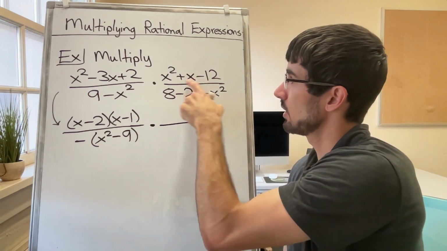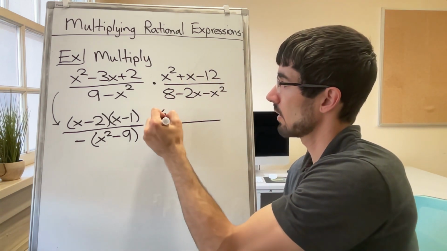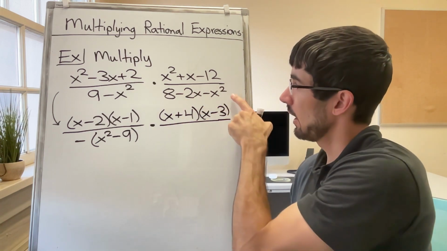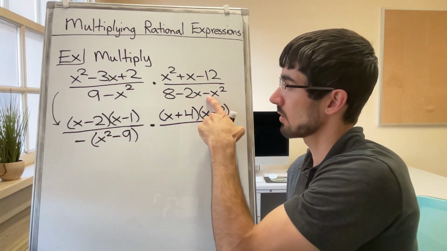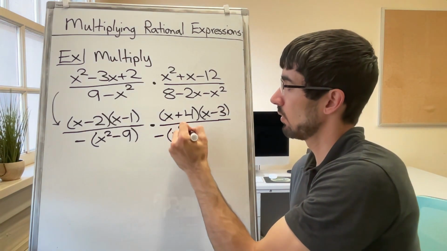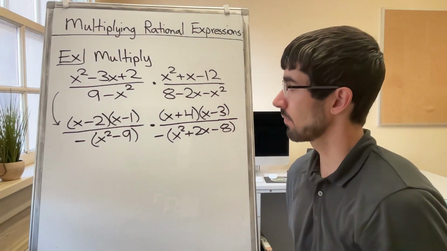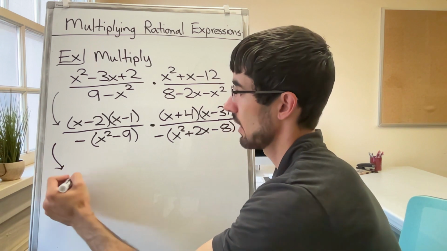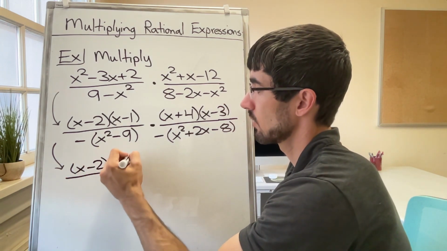In the second expression, let's factor this numerator. X squared plus x minus 12 factors as x plus 4, x minus 3. And I'm also going to rewrite this one both by rearranging the terms and then by factoring out a negative sign. So this becomes negative (x squared plus 2x minus 8). Now I need to factor both of these denominators. So let's take one more step to factor our denominators and then look for common factors.